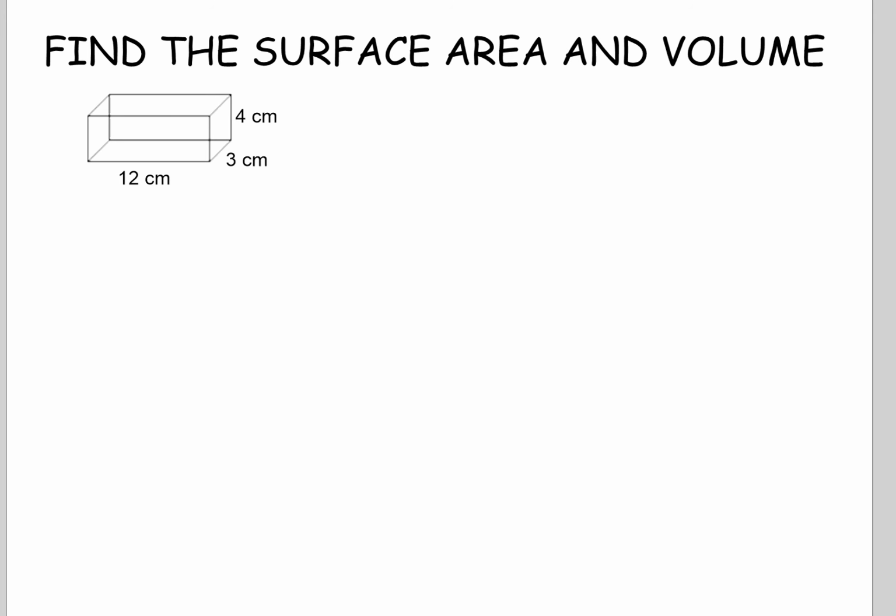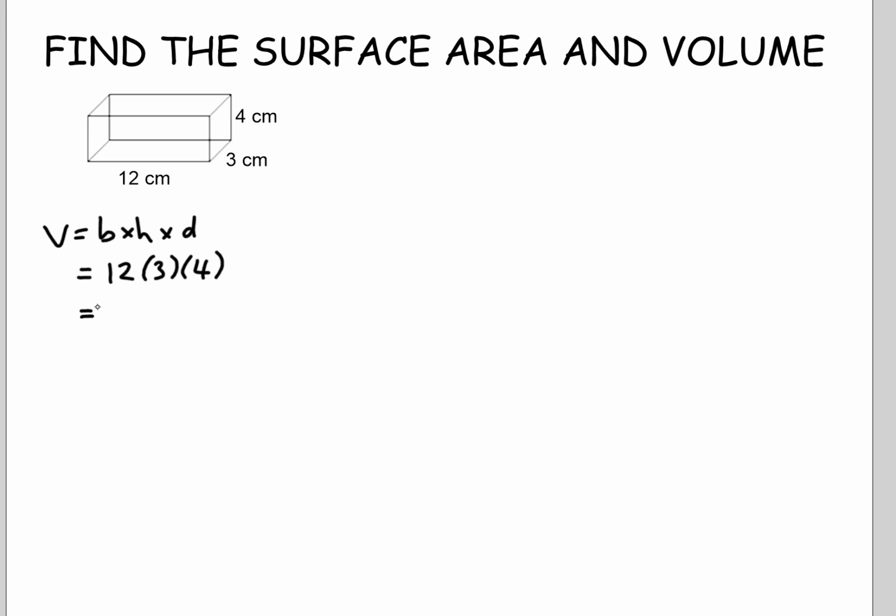So this video just goes through some examples of surface area and volume for prisms, rectangular prisms, triangular prisms, and for cylinders. So if we look at this particular example, we'll start with volume because it's the easiest. So the formula for volume is base times height times depth. And then we write the formula and then we just fill in what we know.